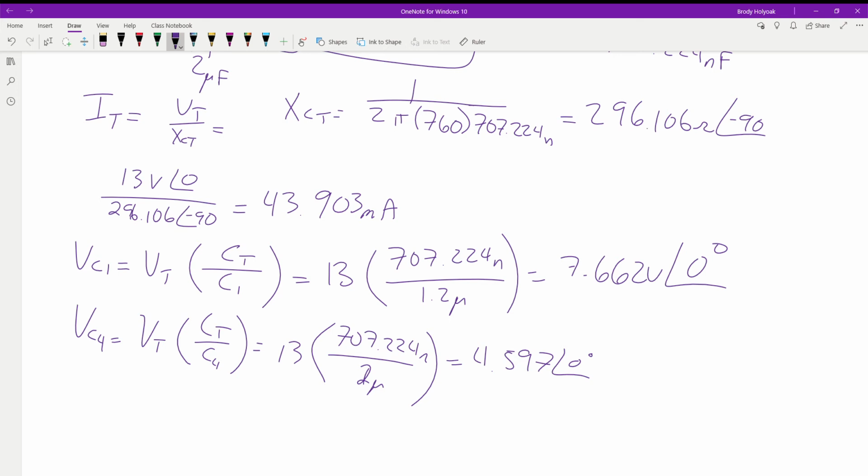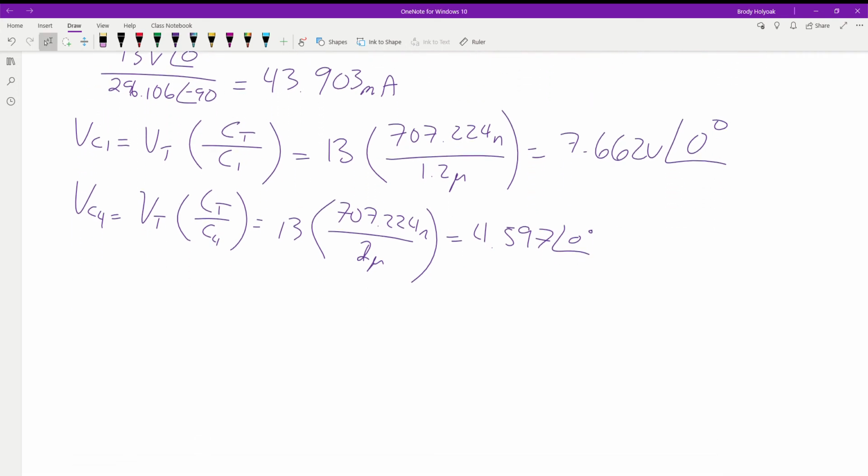Okay, so now that we have these two values, they're in phase, so we can directly subtract from the 13. So the capacitor 2 and 3, their two voltages are going to be the same, and it's going to be whatever is left over. So we have 13 minus the 7.662 minus the 4.597.